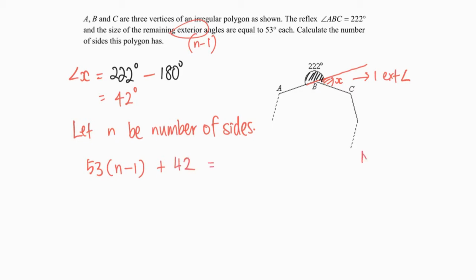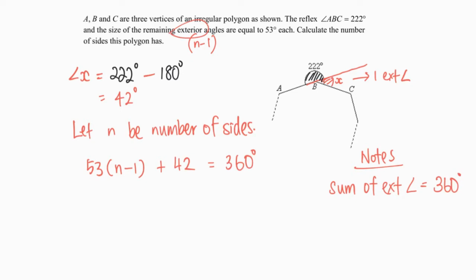And what is this angle sum? What's the sum of exterior angles? Come on, come on. So smart, you all. It's 360. That's why I add them up, 360.